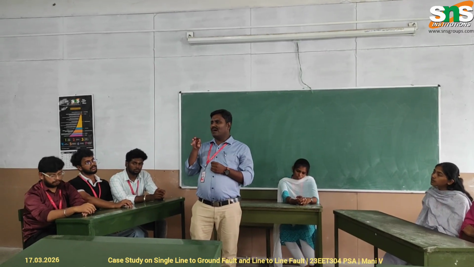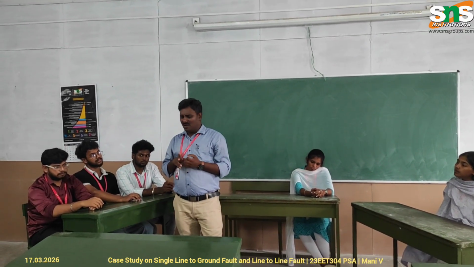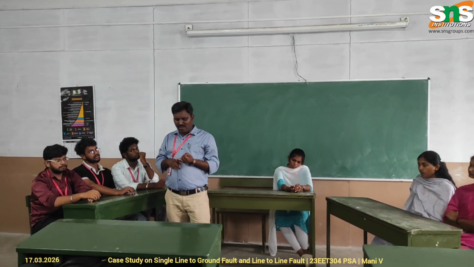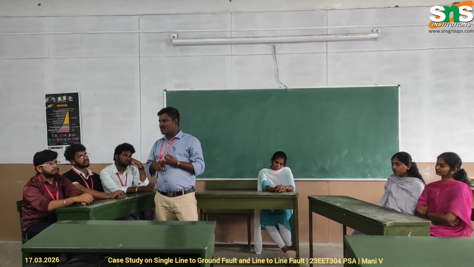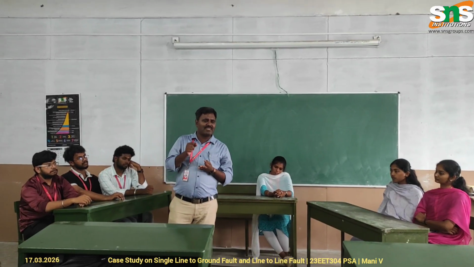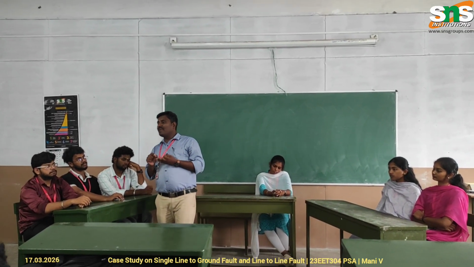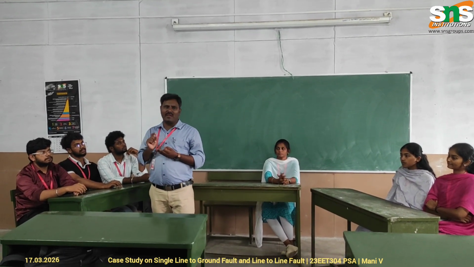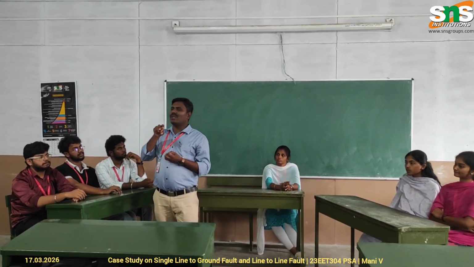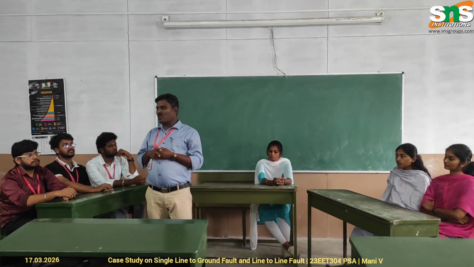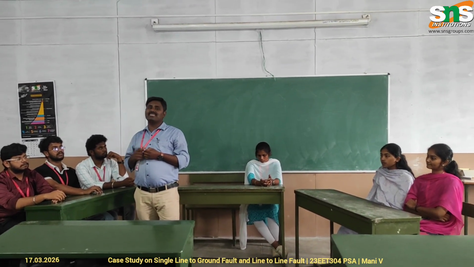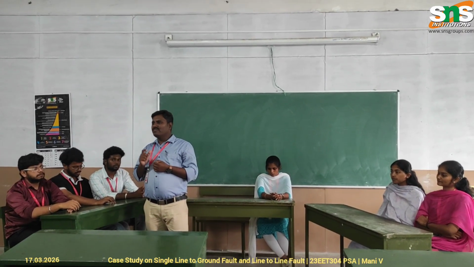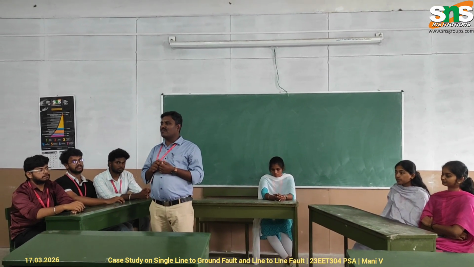In a single line to ground fault, there are three symmetrical components: a positive sequence component, a negative sequence component, as well as a zero sequence component. In the zero sequence component, one more element is added, one more impedance, which is three times the neutral impedance. If you add the neutral impedance to the total value, the total impedance gets high. Then, according to the impedance value, the current flowing to the ground also changes.